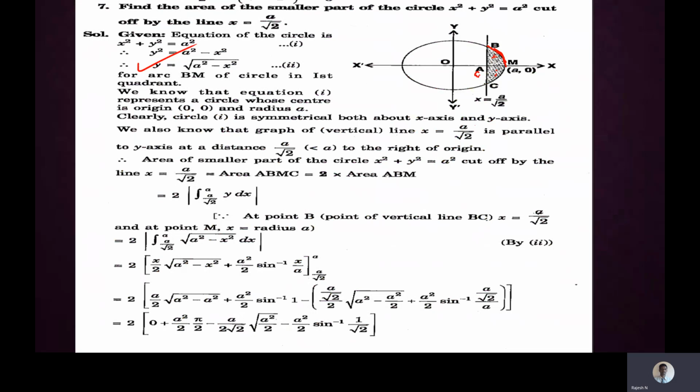Actually, this is a by root 2, a by root 2 to a. You have to find out the area of this circle. And this is symmetric with respect to the x-axis.